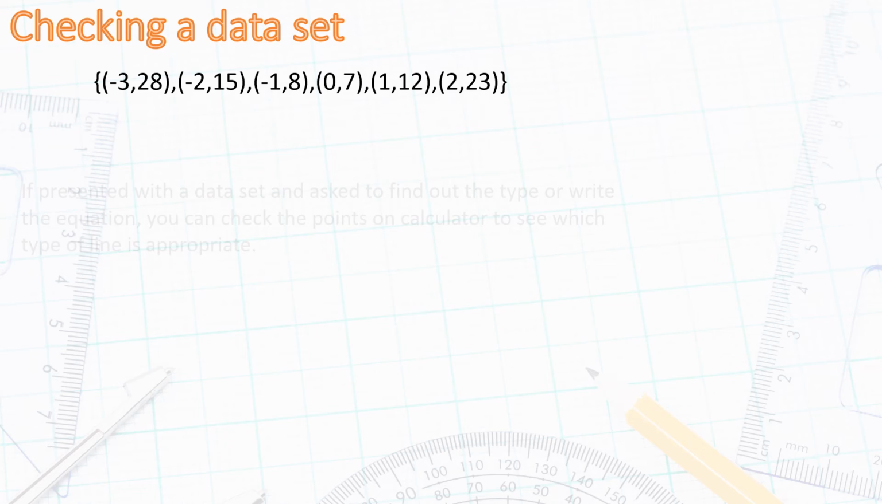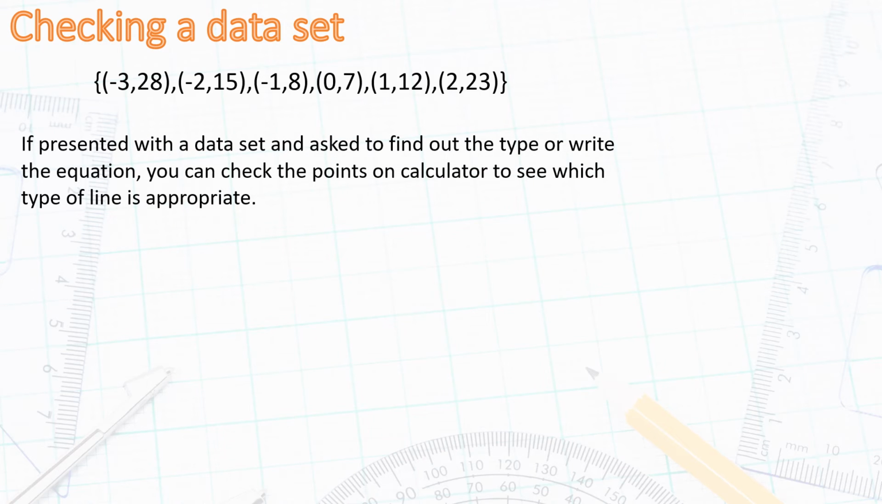All right, different scenario, you're given a data set and you're asked what type of function is this? So we can make a table out of it and we could say like, okay, let's check and see. So -3, -2, -1, so the x's are going up in ones, and the y values, this one went down 13, and then from 15 to 8 it went down 7, and then 8 to 7 it went down 1, and then it went up 5, and then it went up 11. So it's been going down and then coming back up again, so it's not linear because they're not all the same, and some negative, some positive.